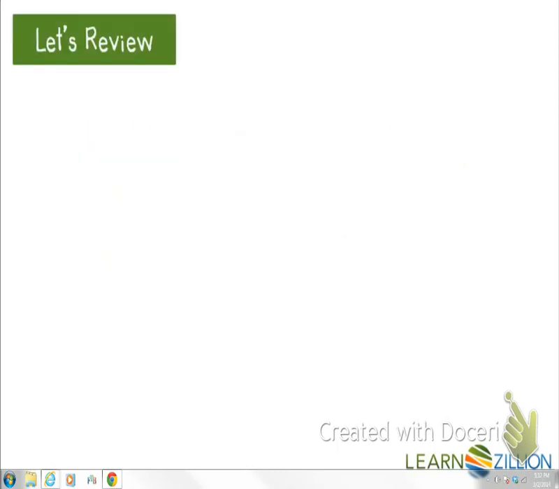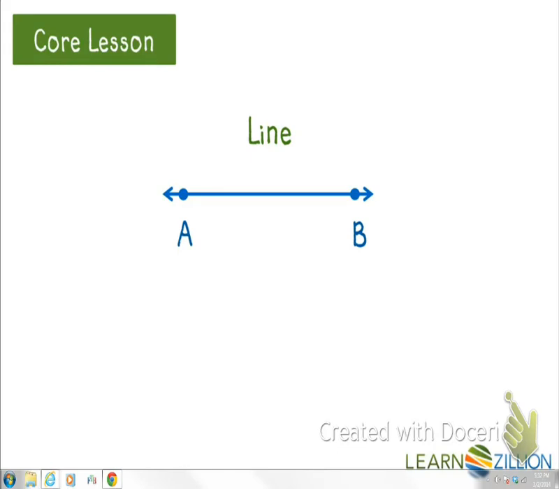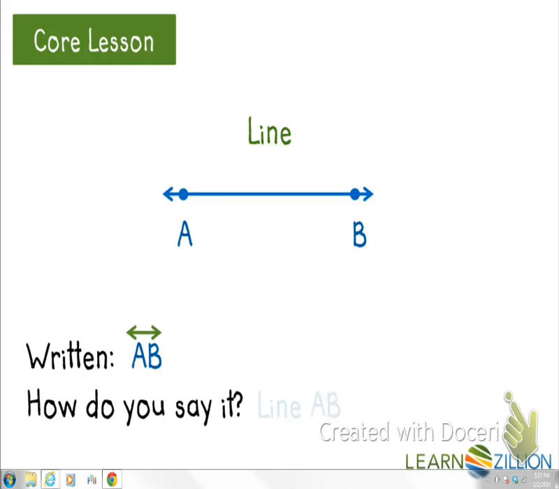Let's review. A point names a specific location, so we have points C and D on this ray in specific locations. Now when we have a line, we know that the line extends in both directions without ending. The arrows help us to identify this line. This line has the letters A and B. In order to name this line, we're going to call it line AB. But the way we would write it is AB and the line symbol above it, and then we would say this is line AB. Or we could call this line BA.